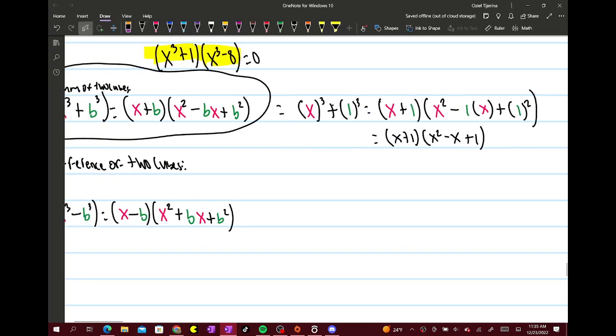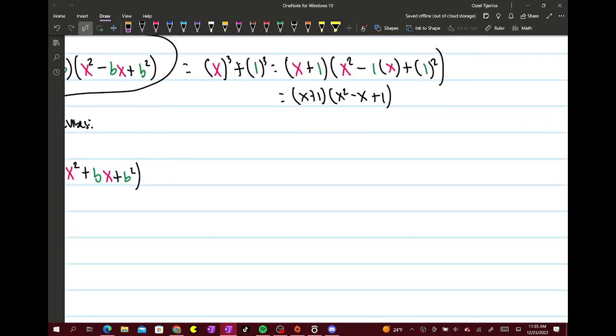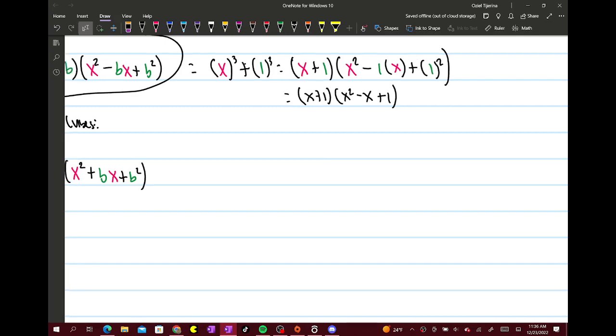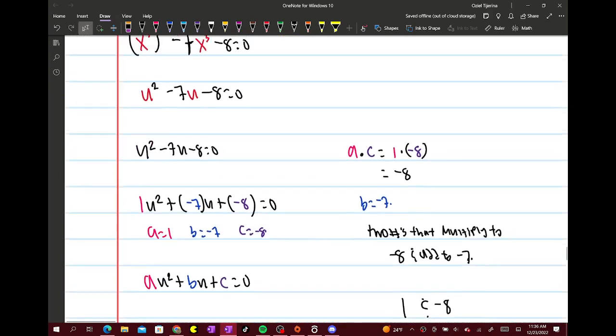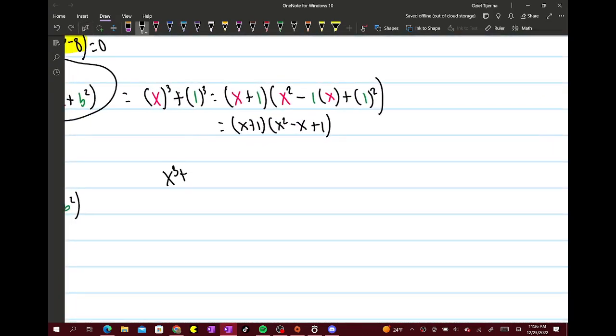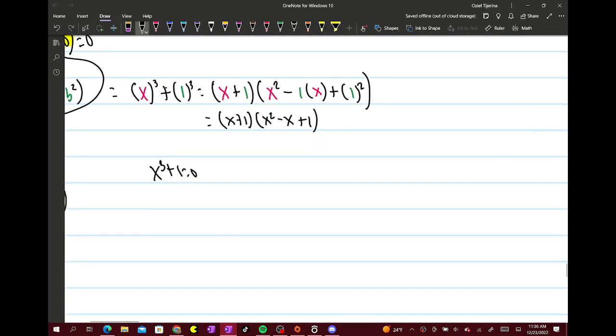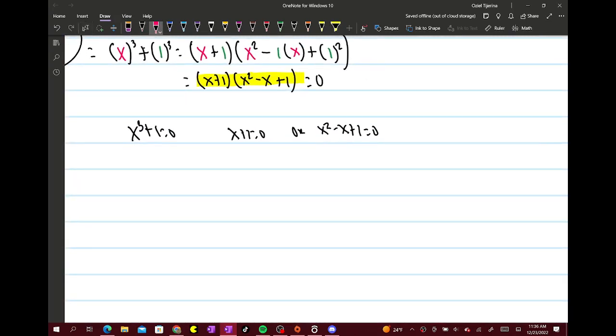And like I said, we want to find all the solutions, including whether they're imaginary or complex. So obviously we're trying to solve x cubed plus 1 equals 0. We know that x cubed plus 1 is this, and so we're going to set both of these factors equal to 0. That means x plus 1 equals 0, or x squared minus x plus 1 equals 0. Subtracting 1 on both sides, we have x equals negative 1.